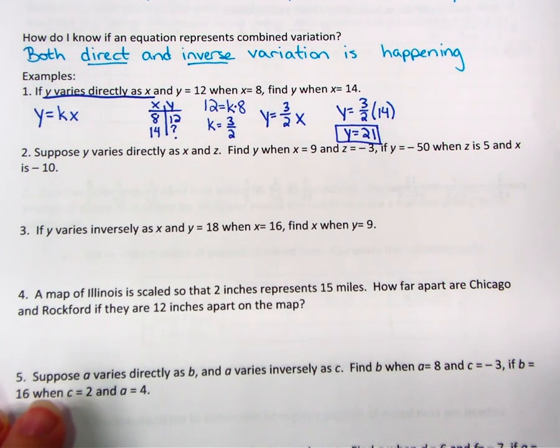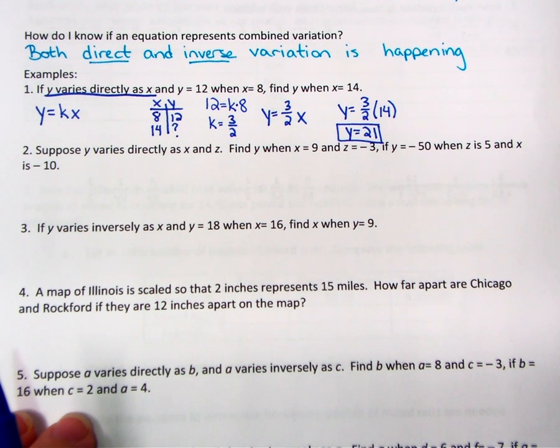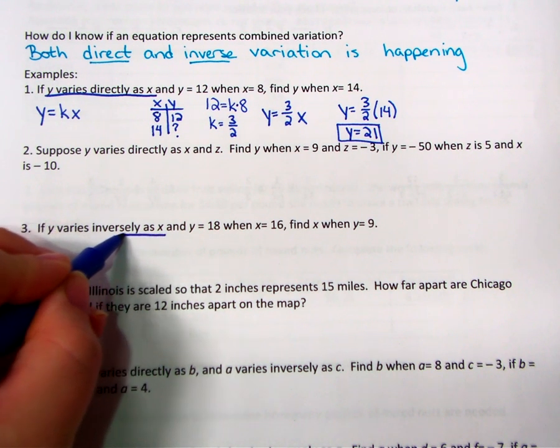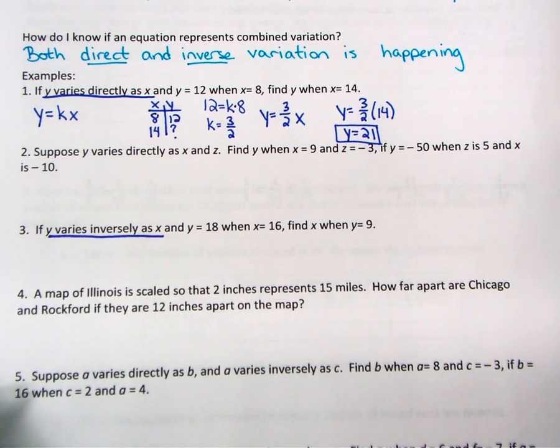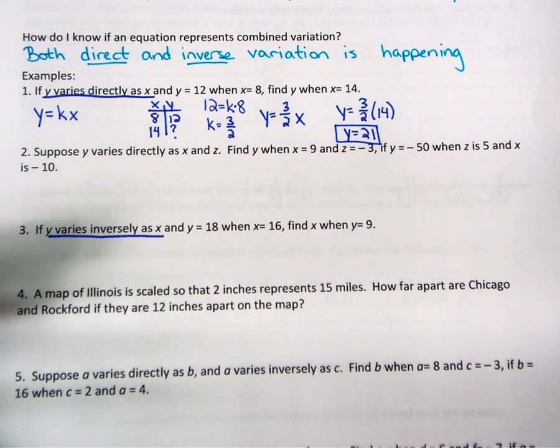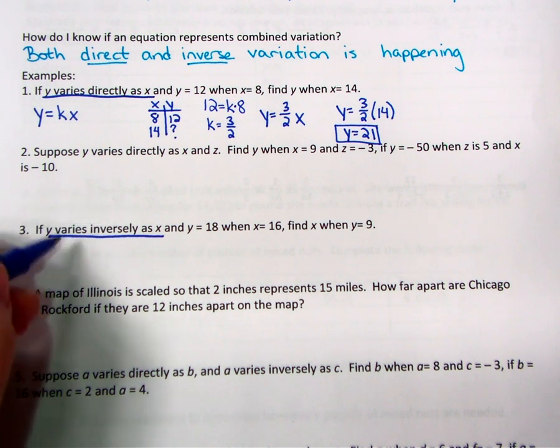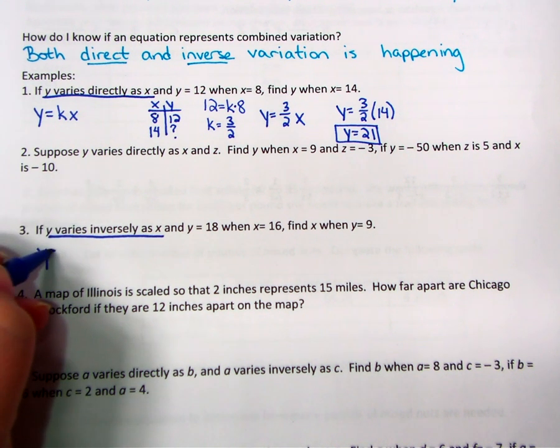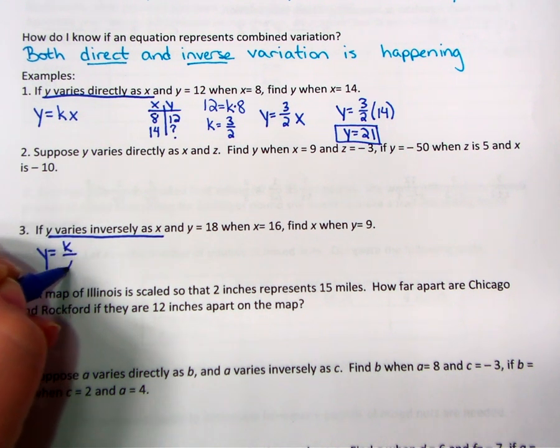Let's get down to number 3, which is inverse variation. Here's the sentence that gives me the equation: y varies inversely as x. The process for solving all of these, no matter what kind of variation you have, is exactly the same. The difference is what your equation will be. So instead of y equals kx, we're going to have y equals k over x.